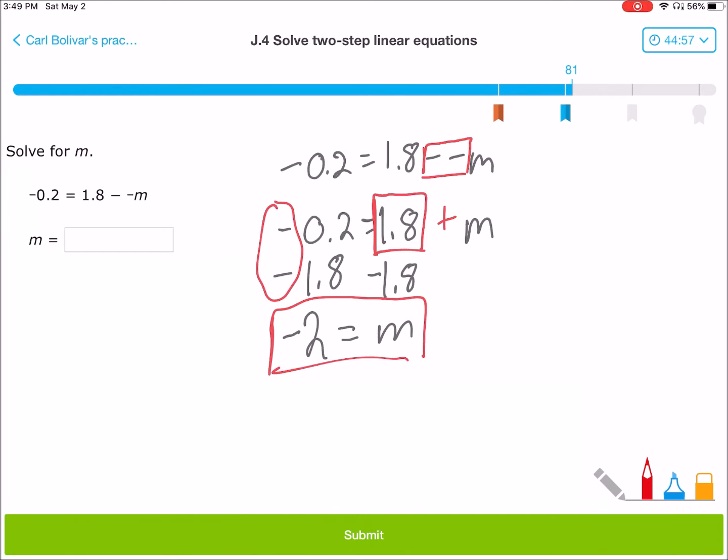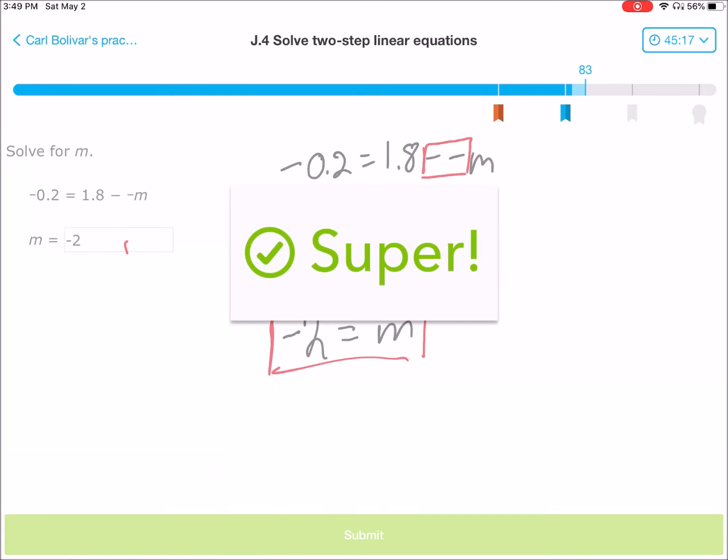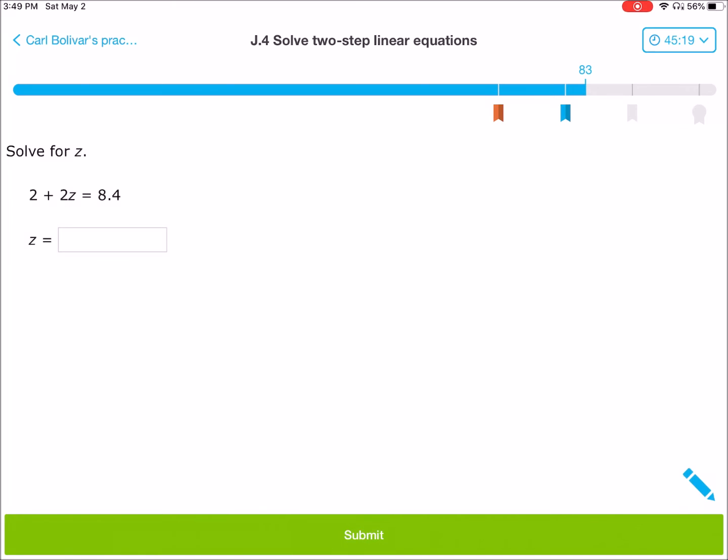Because negative 0.2, think about it this way. If they're both positives, 0.2 plus 1.8 is 2. It's basically that, except with the minus sign in front of it. So let's put negative 2 into this answer. Amazing, great. So, now we have this one.